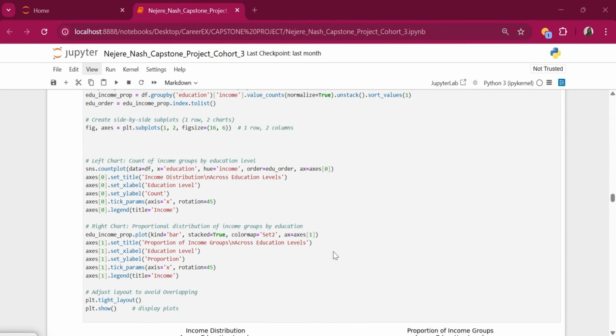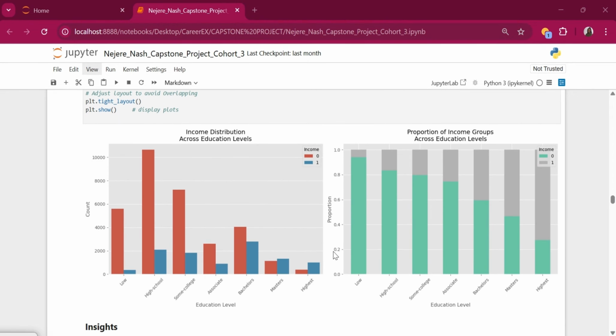Next, I went to consider the education level. Now, I used two plots: this is the count plot, and this is the proportion plot. Looking at this count plot alone, we can see that bachelor's is the education category that has the highest number of people earning greater than 50k, followed by people in high school and then some college. But there's another trend here that is not so visible here, but it is very visible here.